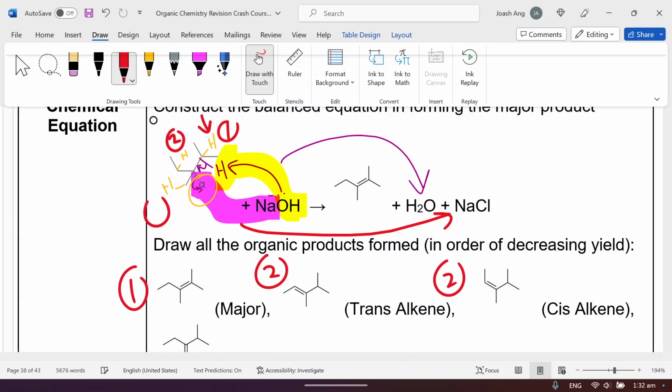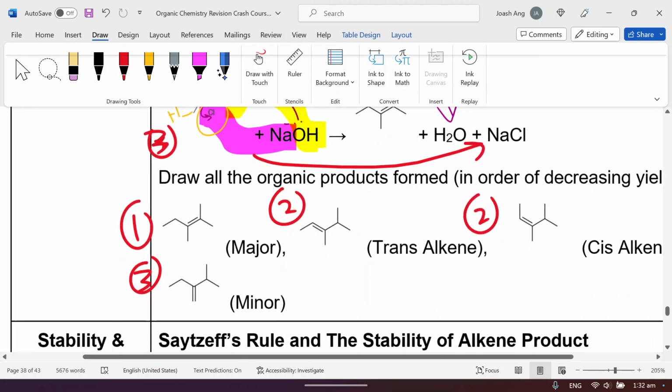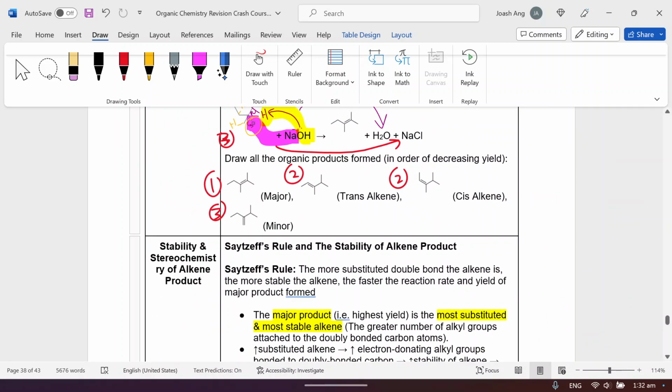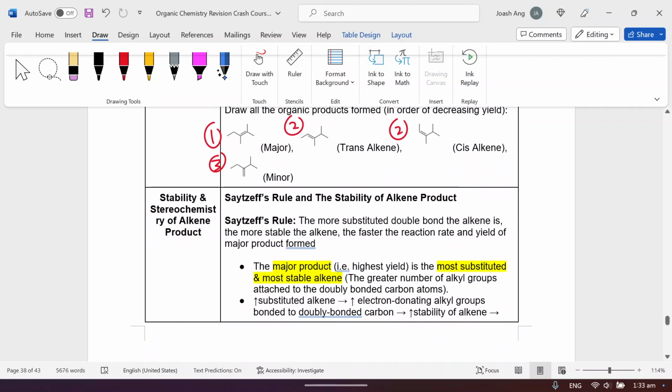If I abstract this proton right here, I will form this least stable product because there's only two alkyl groups bonded to it. So the Saytzeff rule, right? The more substituted the double bond is, the more stable it is, and the faster the reaction rate and yield of the major product. This is because the alkyl groups are electron donating, so they increase and accumulate the electron density of the alkene group.